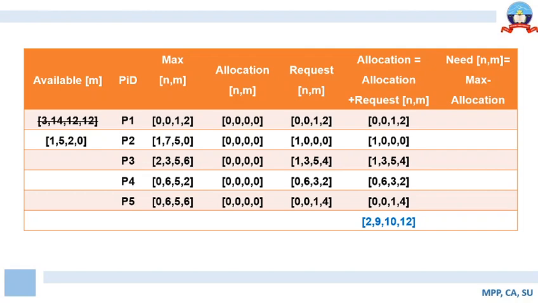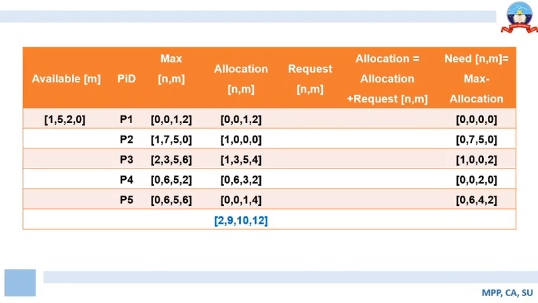Okay, and we have determined the new allocation, which is allocation plus request, and we have found that 2, 9, 10, 12 instances of resources R1, R2, R3, R4 have been allocated, and we are left with 1, 5, 2, 0 instances of R1, R2, R3, R4 respectively. So here, just see, out of 3, 14, 12 and 12, 2, 9, 10 and 12 have already been allocated. So we are left with 1, 5, 2, 0 instances of resources R1, R2, R3, R4 respectively. So this is the status of the system after allocation of the request is done. Now what we need to do is determine the need, right?